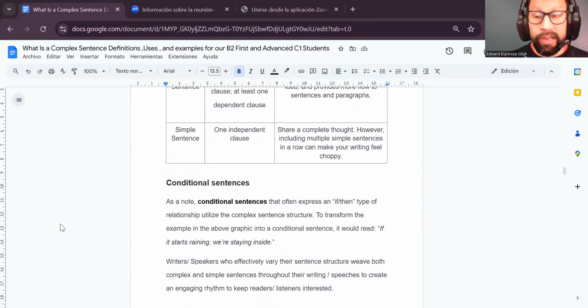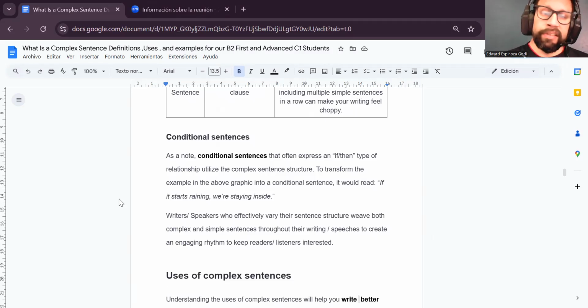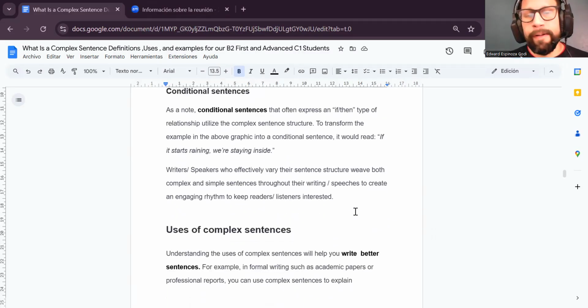This now brings us to conditional sentences. So how do we use conditional sentences here in the complex sentences? How's it possible? Well, as a note, conditional sentences that often express an if-then type of relationship utilize the complex sentence structure. To transform the example of the above graphic into a conditional sentence, it would read, if it starts raining, we're staying inside, which, as you can see, gives a slightly different meaning to it.